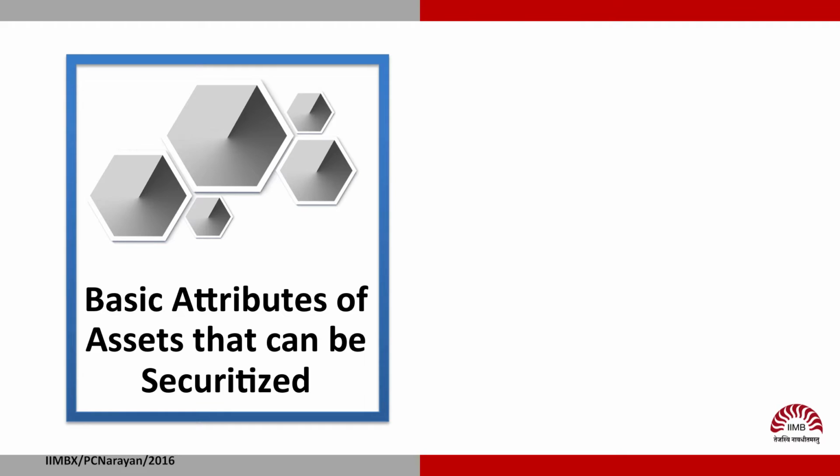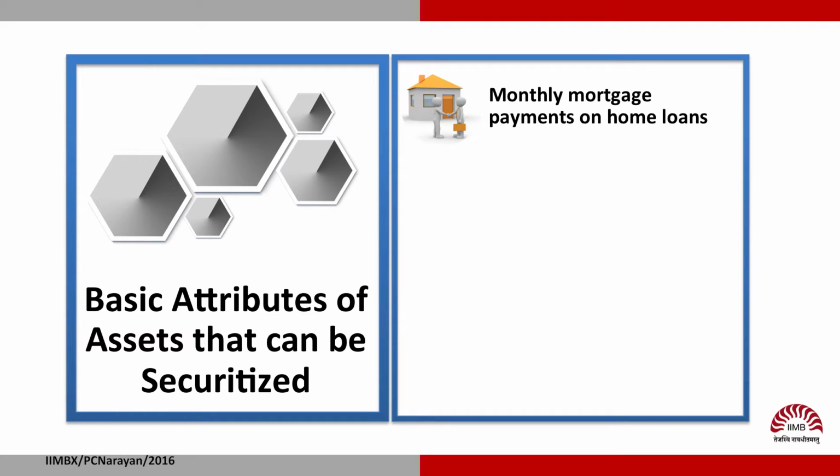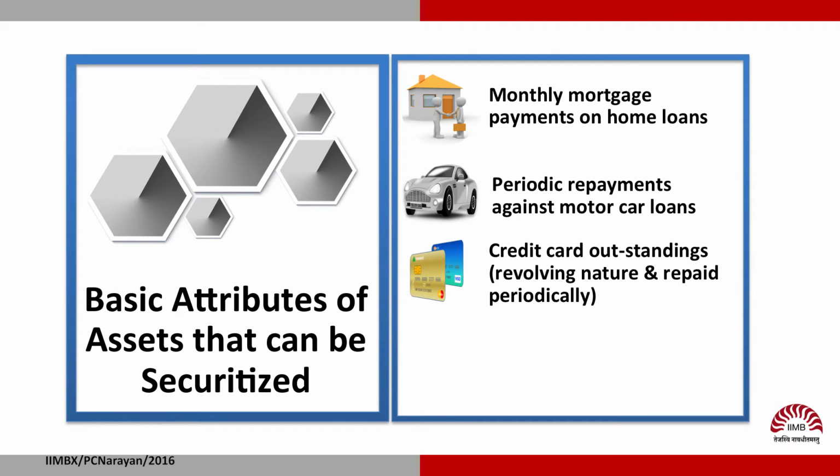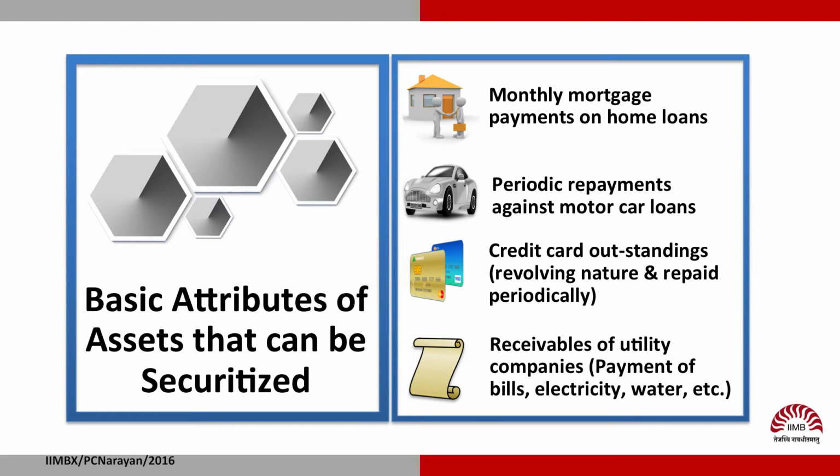Assets that can be securitized are always characterized by future receivables, and only then will they qualify for securitization. For example, monthly mortgage payments on home loans, periodic repayments against motor car loans, credit card outstandings which are revolving in nature and repaid periodically as mandated by the issuer of the credit card, and receivables of utility companies, that is, payment of bills by customers monthly or quarterly for supply of electricity, water, etc.